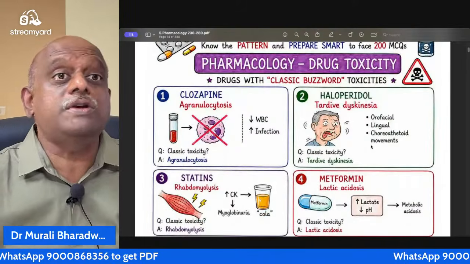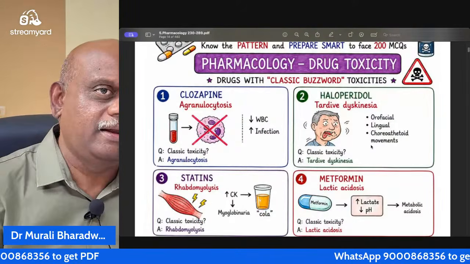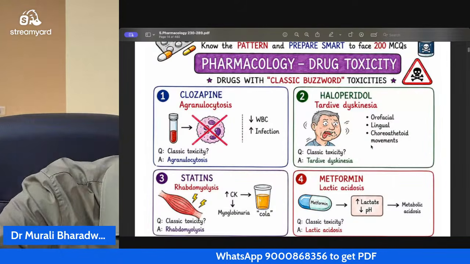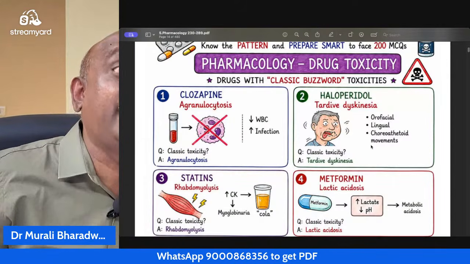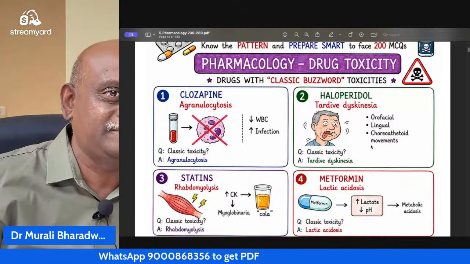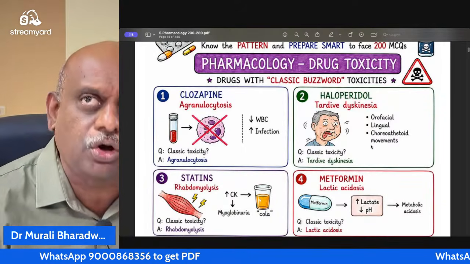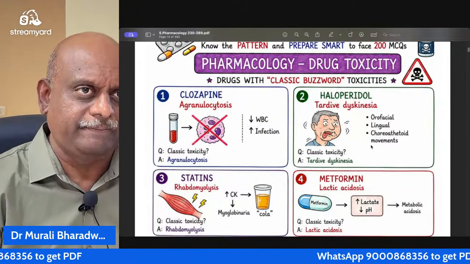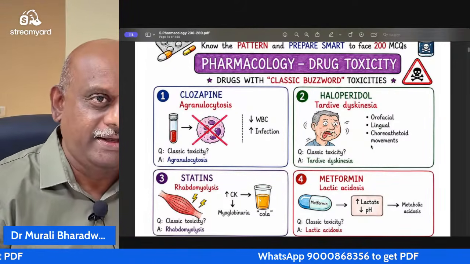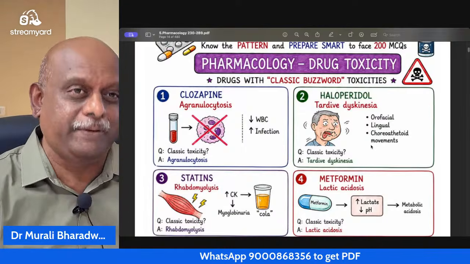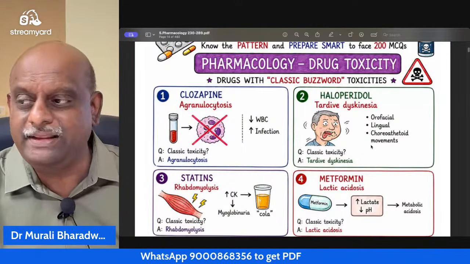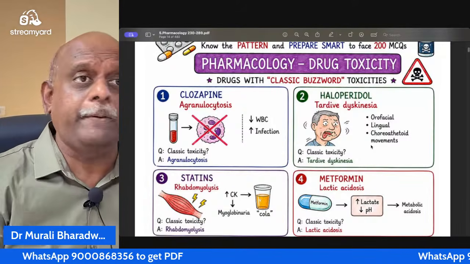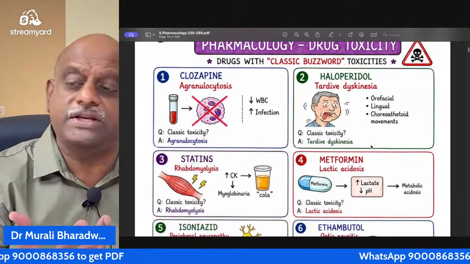Then clozapine, you should never forget, clozapine, propylthiouracil. These are the two dirty drugs to be remembered that lead to agranulocytosis, neutropenia. Any patient on whom you are starting clozapine, which is an atypical antipsychotic, or propylthiouracil, you need to do a baseline complete blood picture. Because after starting the drug, they can go into agranulocytosis. Haloperidol leads to tardive dyskinesia.